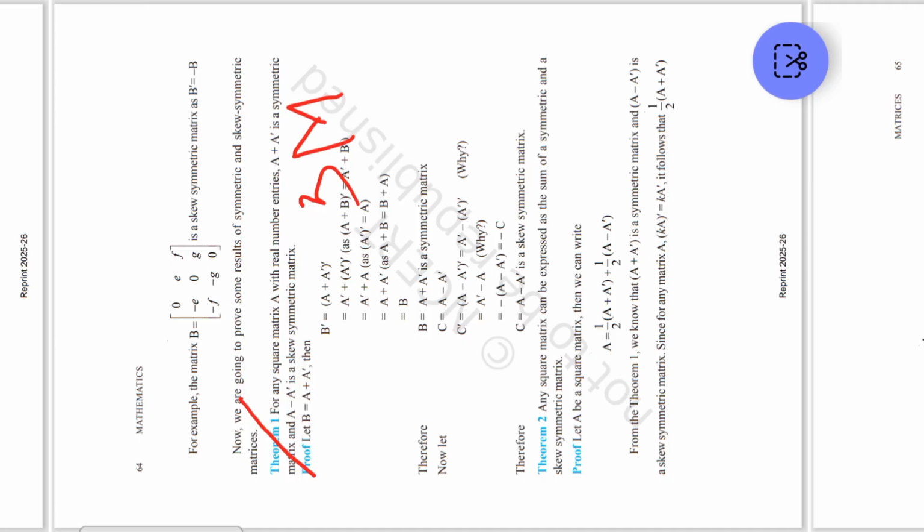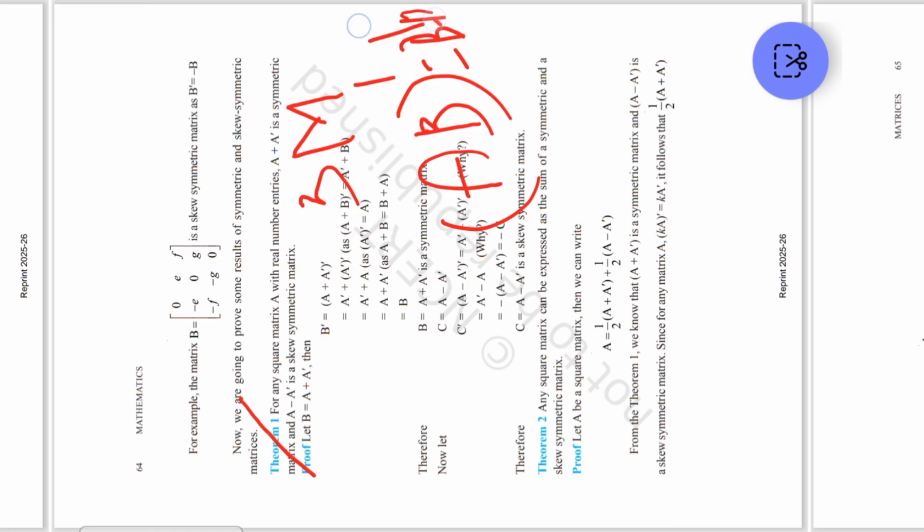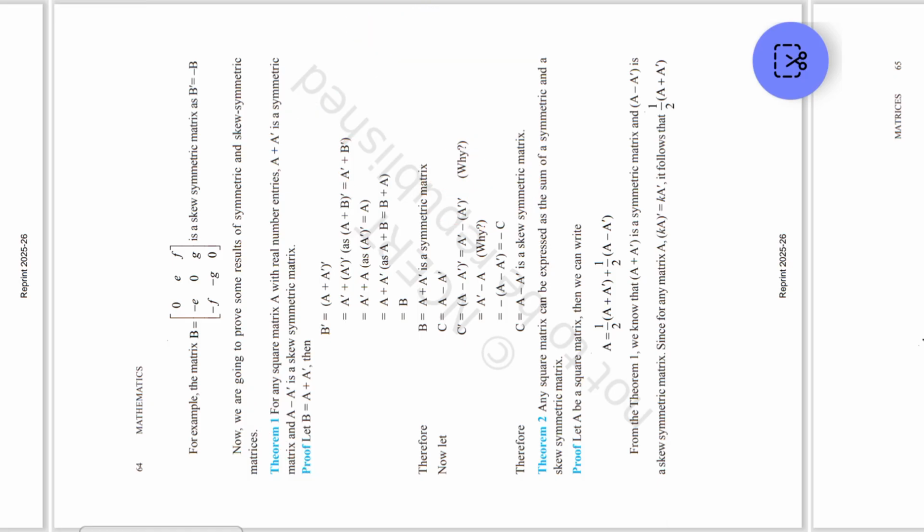The two theorems: one is A plus A transpose is symmetric and A minus A transpose is skew symmetric. Another one is (AB) dash equal to B dash into A dash. This theorem is also important for 3 marks.